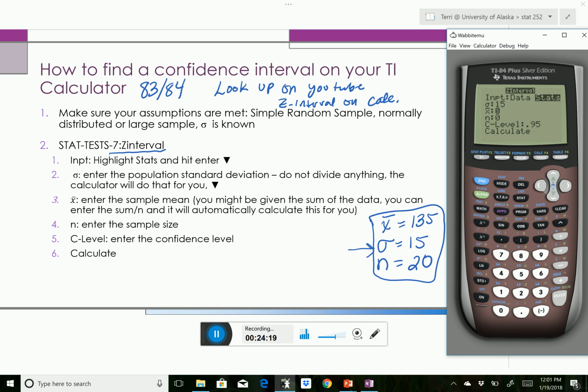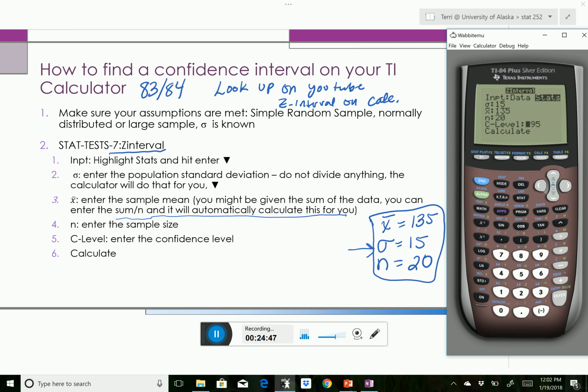Then enter X bar, the sample mean that we're given. We're given 135. Sometimes we're given the sum of the data. In that case, you can enter the sum divided by n, and it'll automatically calculate this for you. So we were given the actual X bar, so we're putting in X bar. And then n, we're going to enter 20.